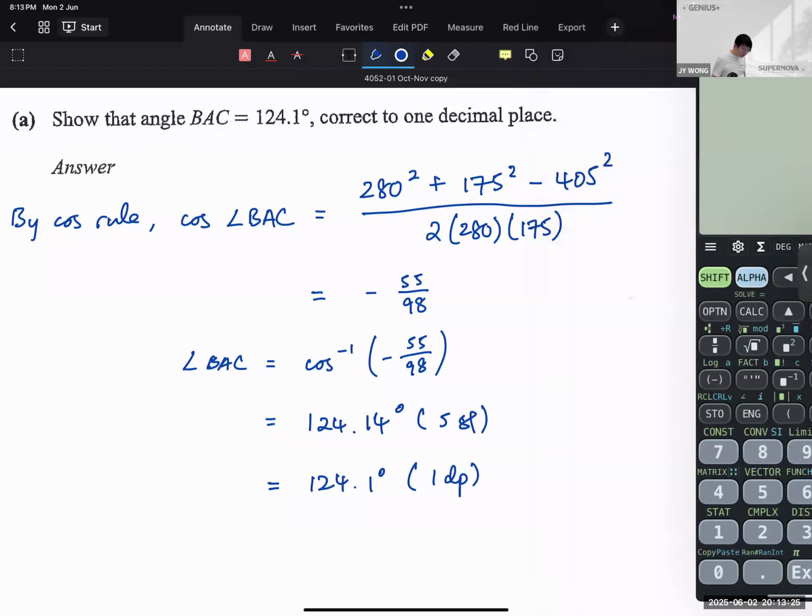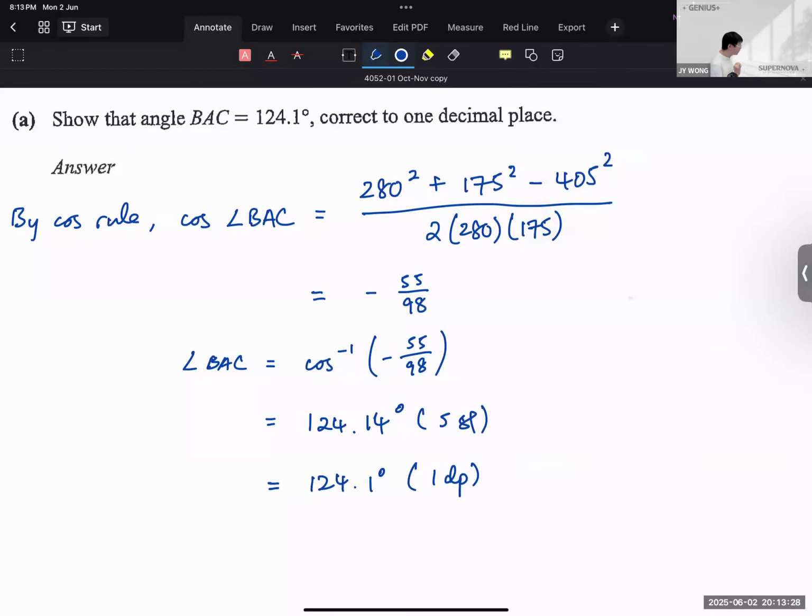Okay, Cambridge, I mentioned before a few times to you all, is quite particular about the way you present accuracy. So if they ask you correct 1 dp, you must show me at least the 2 dp value first.